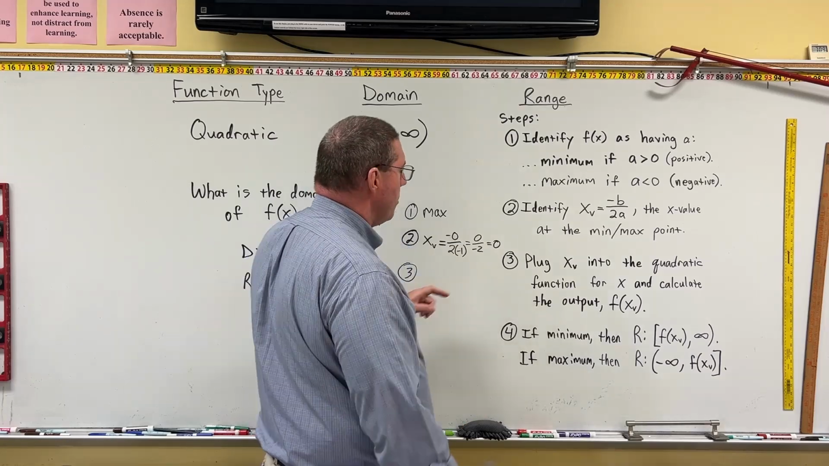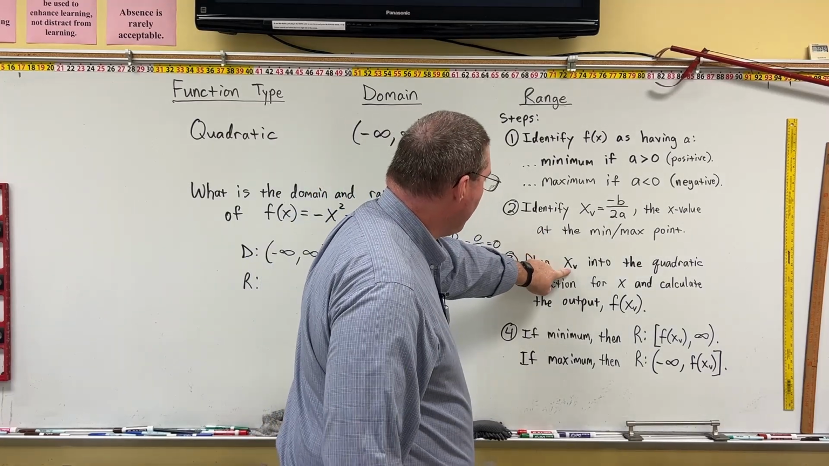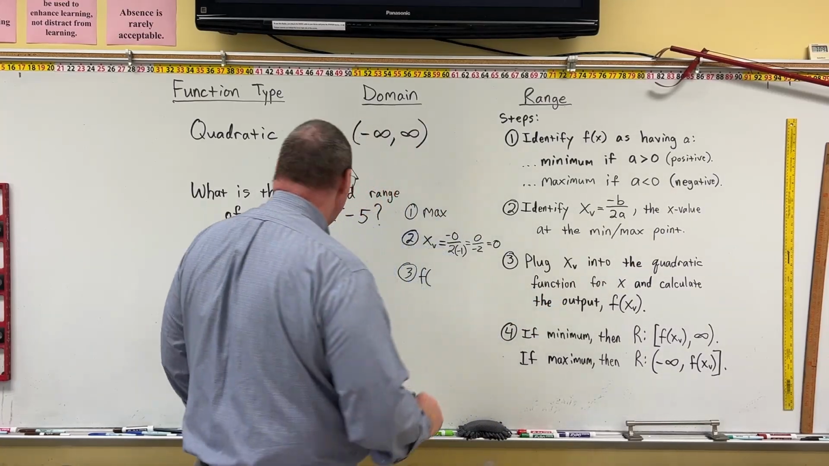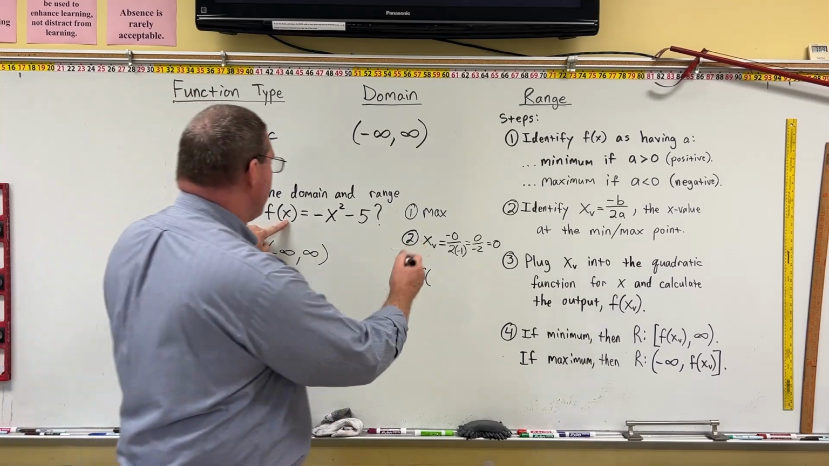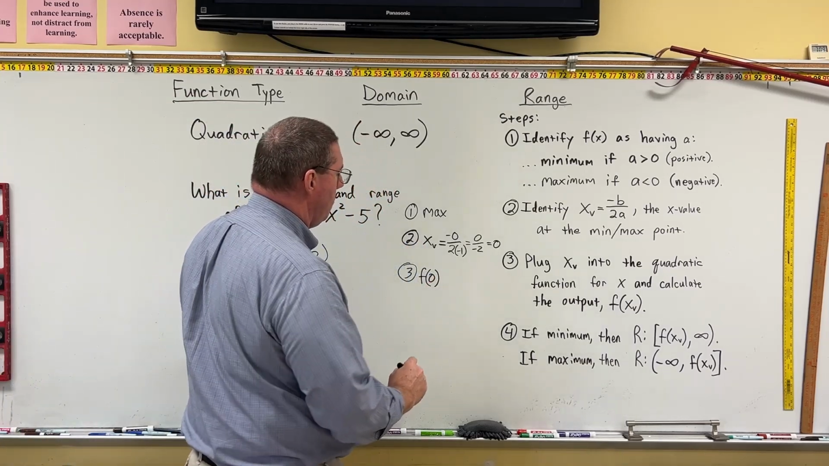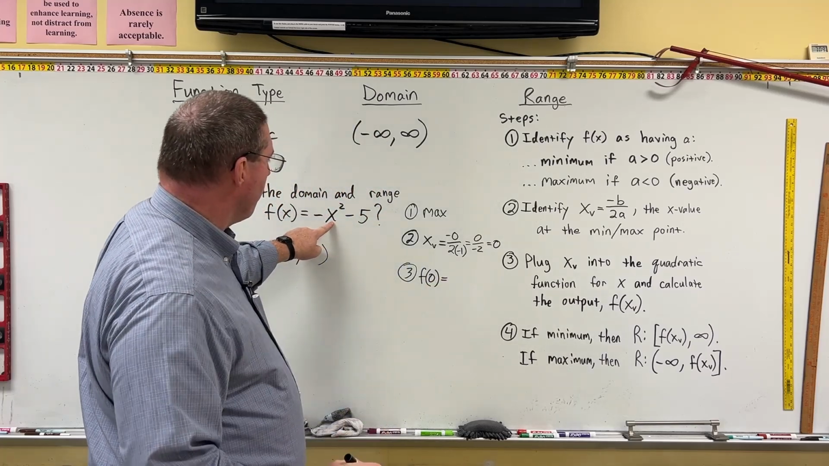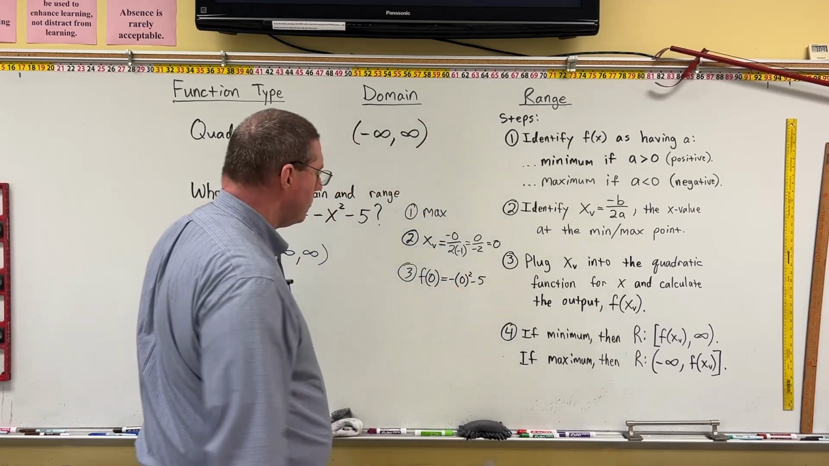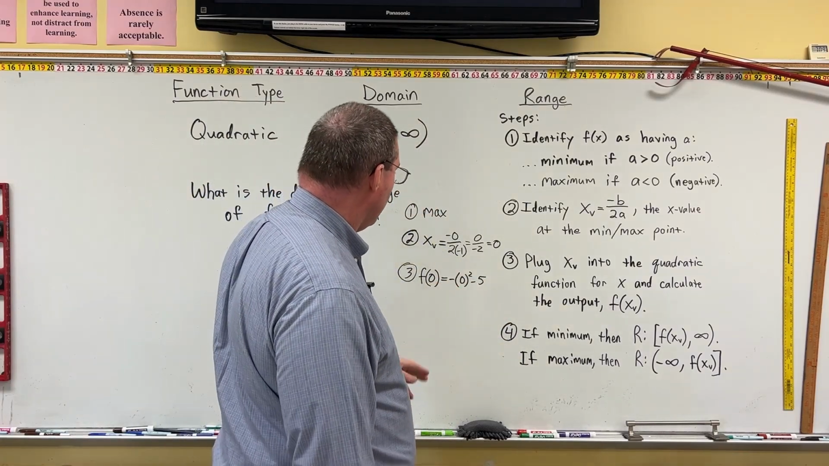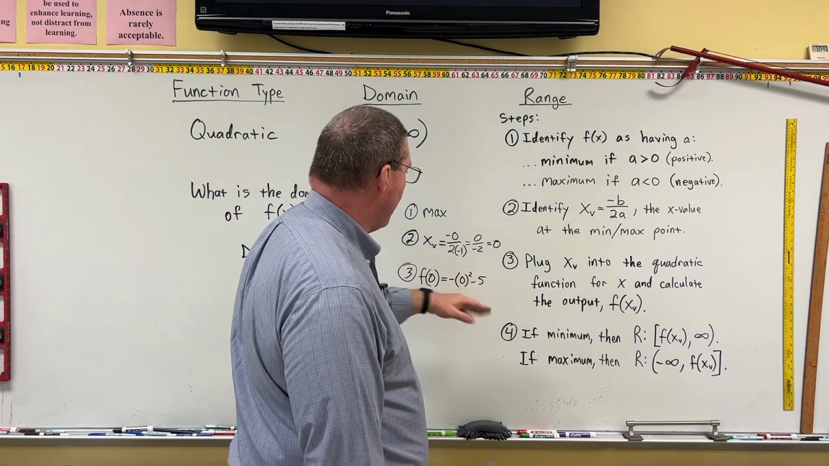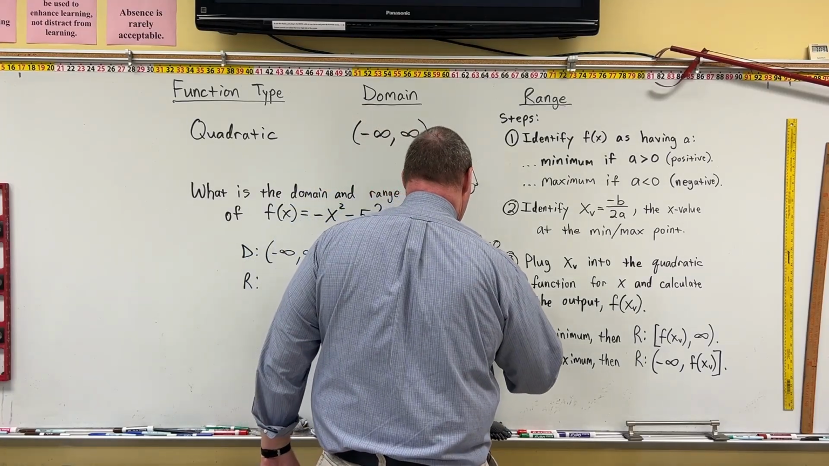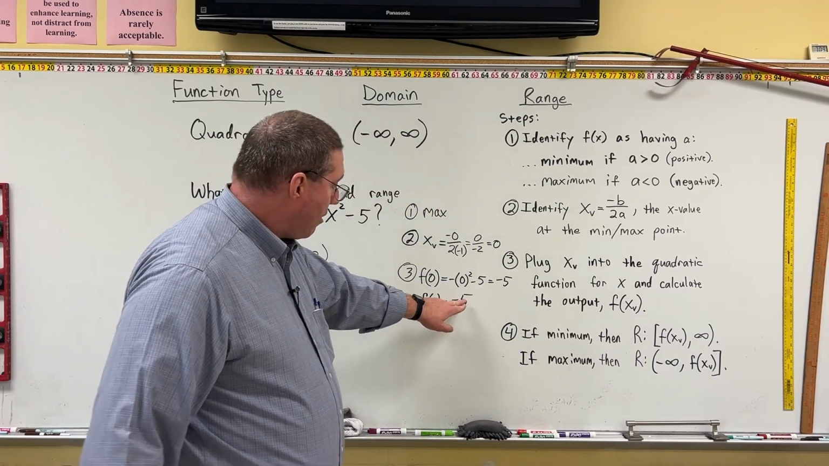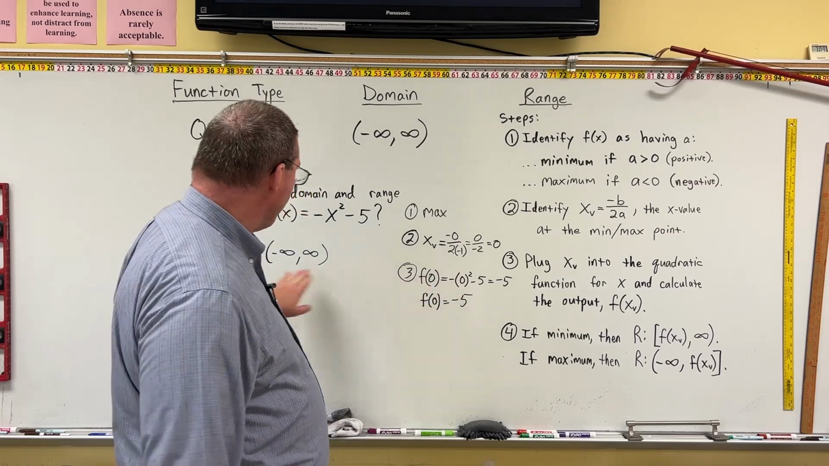So step 3 says, plug that number that you just got in step 2, plug x sub v into the quadratic function for x. So I want to identify f of x sub v. Well, x sub v is 0, so I want to identify f of 0. I plug it in, so I put a 0 here for x. So I'll have negative 0 squared minus 5. Well, 0 squared is 0, and negative 0 is 0. And 0 minus 5 is negative 5. So I know that f of 0 is negative 5. That's an important number. That's actually going to now be a part of our range, okay?